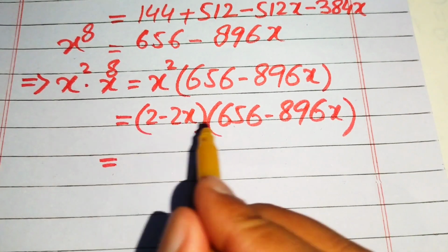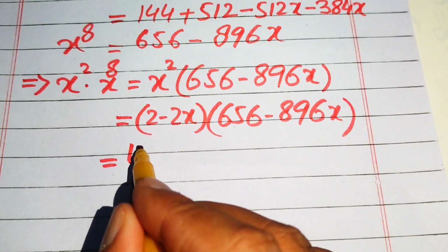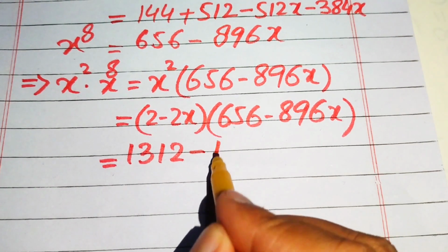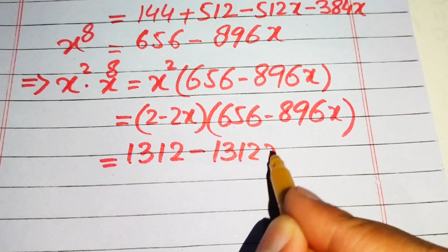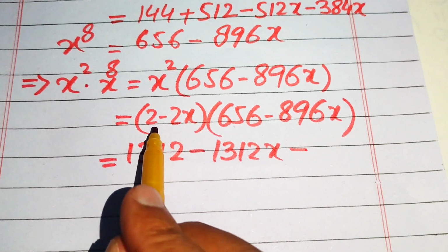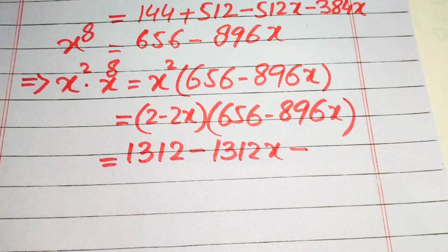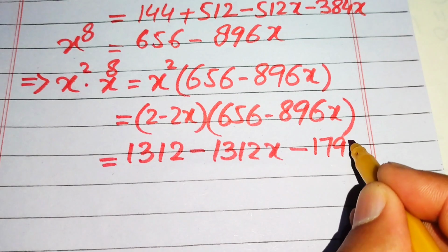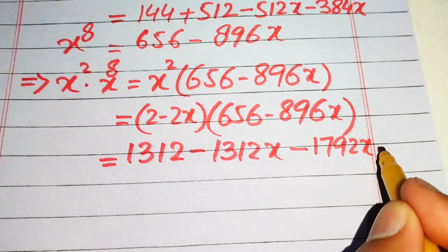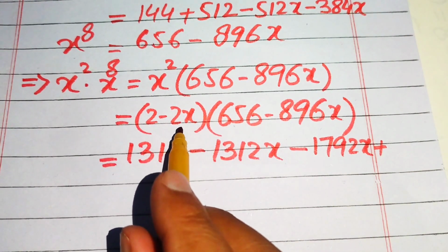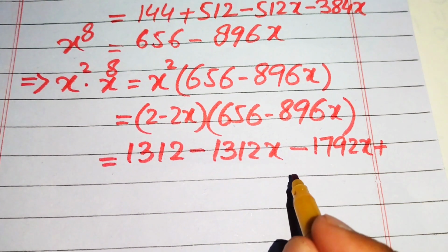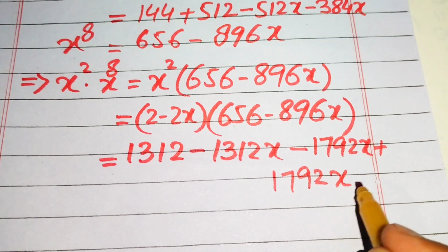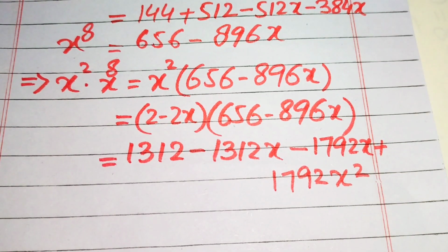When we multiply 2 by 656, it equals 1312. When we multiply this term here, it equals 1312x, and minus, now we multiply this 2 by 896, it equals 1792x, and this is minus times minus becomes plus, and when we multiply 2 by 896 here, it equals 1792. So x multiplied by x equals x squared.